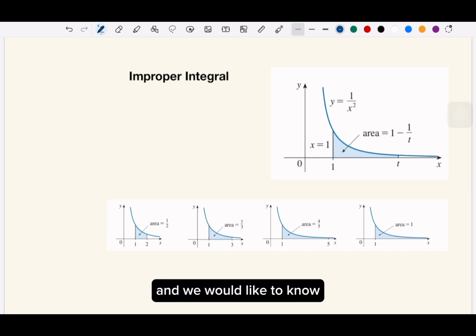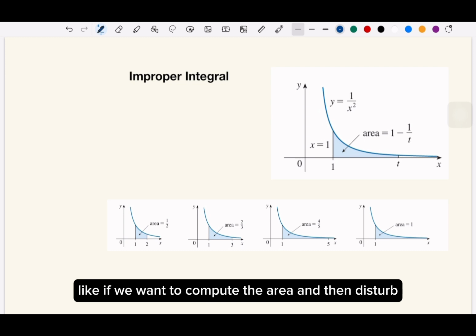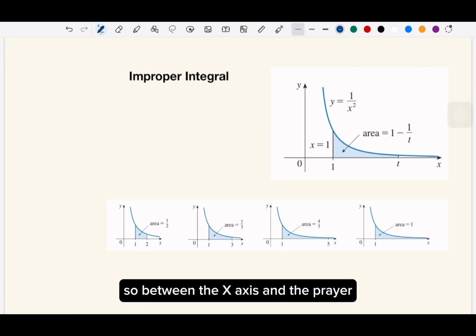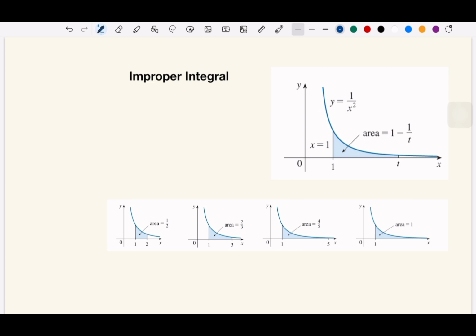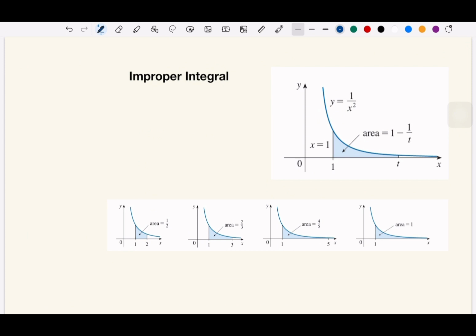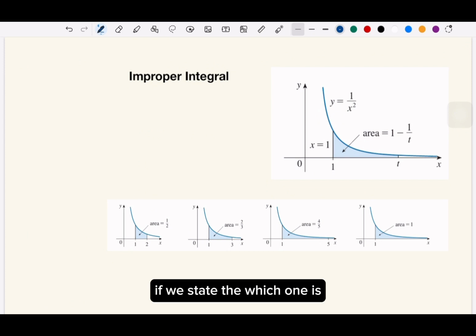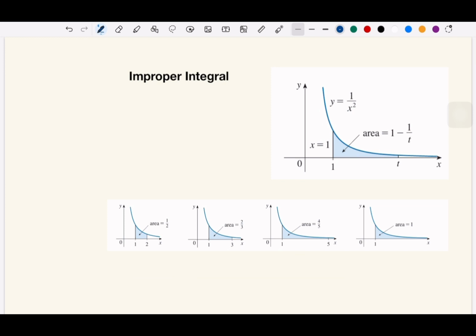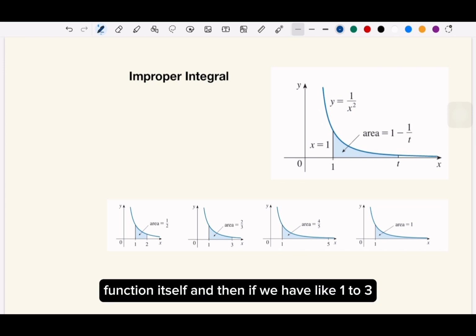And then we would like to know if we want to compute the area under this curve, between the x-axis and the curve. Of course, if we have the integration and the endpoints, we can. For example, from 1 to 2, we have 1/2, based on the function itself. And from 1 to 3, the area is around 2/3, and so on and so forth.